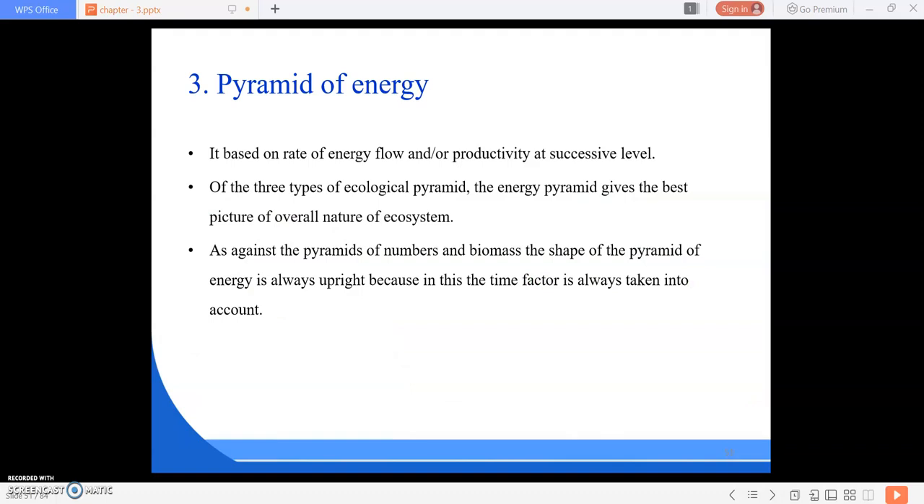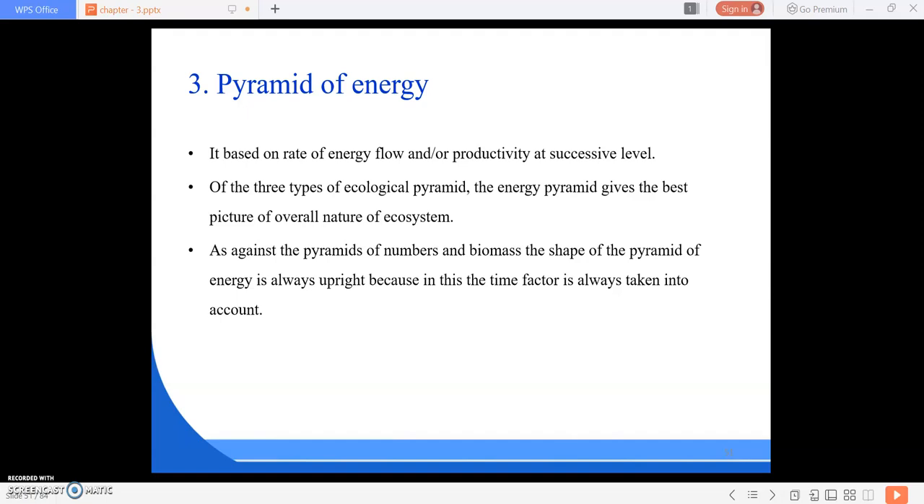So now we are going to study about the pyramid of energy. Mainly it is based on the rate of energy flow and/or productivity at successive levels. Of the three types of ecological pyramids, the energy pyramid gives the best picture of the overall nature of the ecosystem. As against the pyramids of numbers and biomass, the shape of the pyramid of energy is always upright, because in this the time factor is always taken into account.